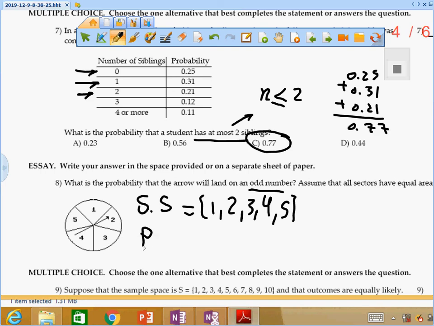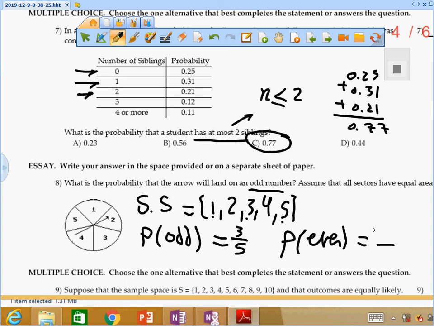What is the probability of the spinner standing on odd? How many odd numbers? 1, 2, 3. So 3 out of 5. I'm going to add one question here. What is the probability of even? 2 out of 5. What is the probability of having a prime? Who can remind me what the prime numbers are? Is 1 a prime? No. Is 2 a prime? Yes. 3 is prime, and 5 is too. So it's going to be 3 out of 5.